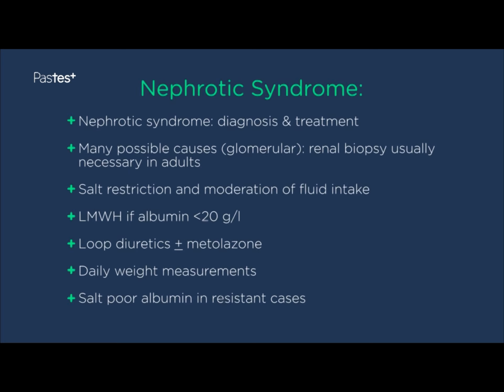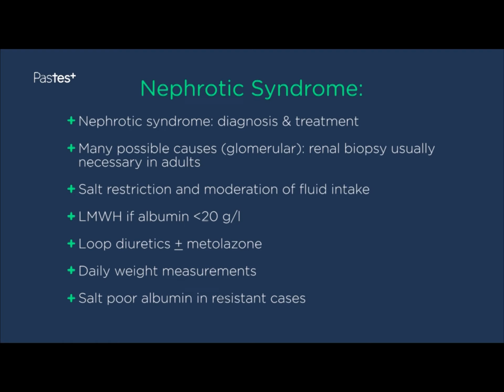So let's discuss the nephrotic syndrome in general terms. There are many possible causes of adult nephrotic syndrome, and hence renal biopsy is more or less always indicated in adults. This is not the case in children, where 90% of the cases of nephrotic syndrome are due to minimal change disease. So it's a fair assumption that treating them with steroids will lead to fairly rapid resolution.